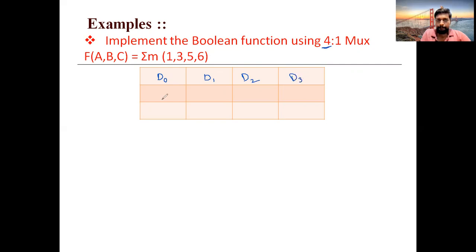Right? Next, write the numbers. Normal numbers, not cell numbers, normal numbers. 1, 2, 3, 4. This is not a K-map. Once again, I am reminding you, this is not a K-map. This is a normal table. 5, 6, 7, 8. Like that you fill up.